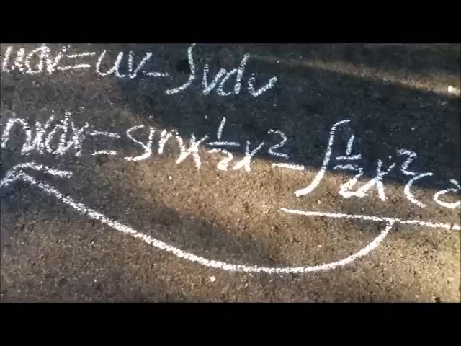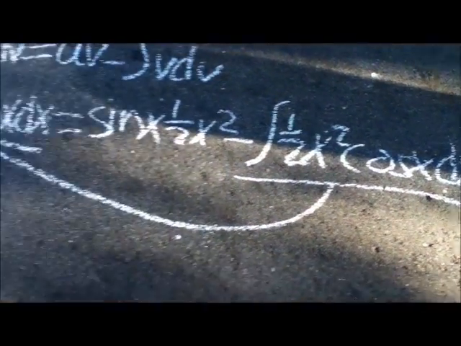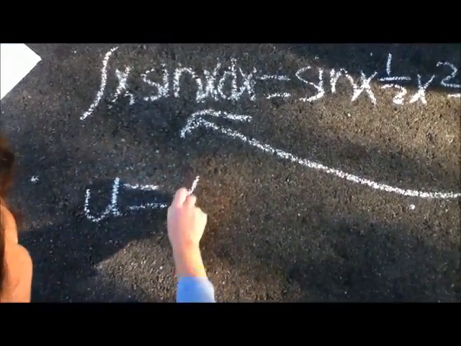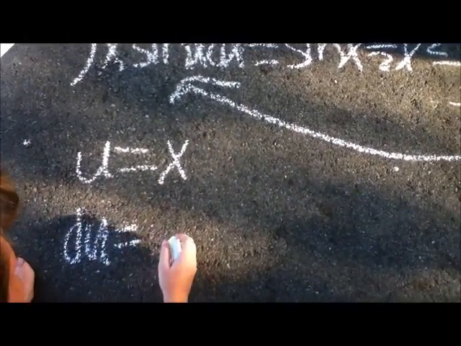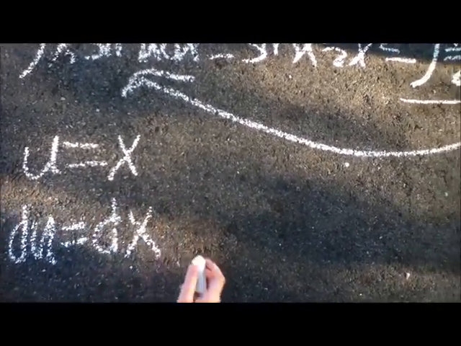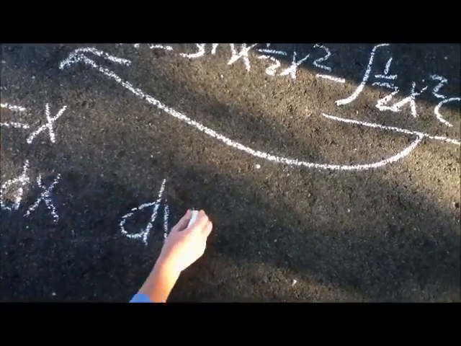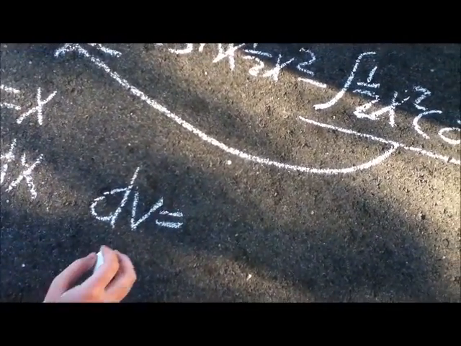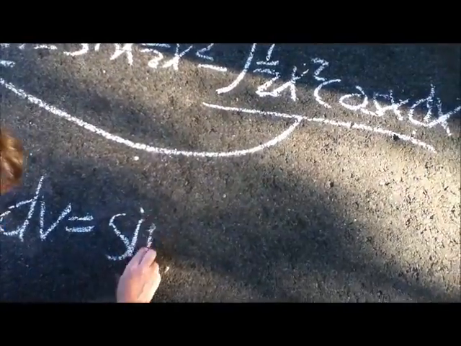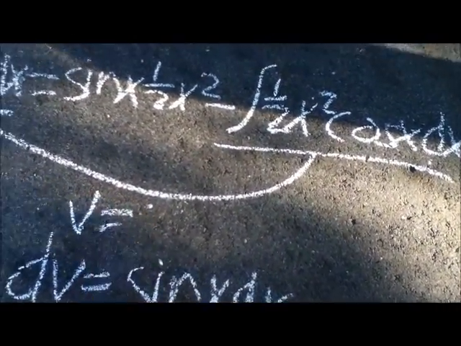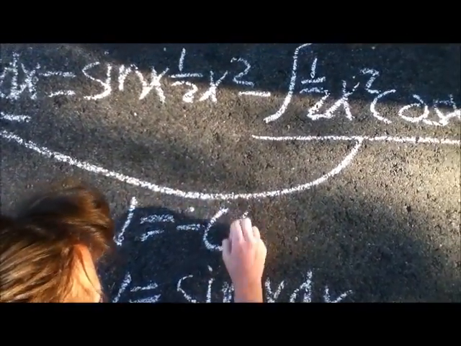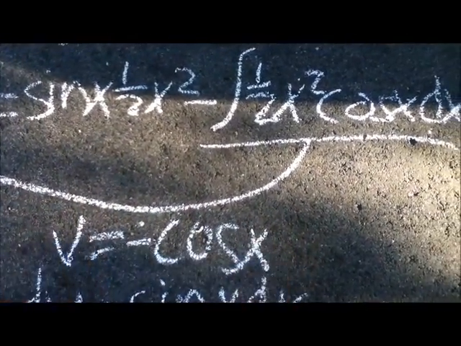So now, we're going to have u equal x. So du will then equal dx. And dv is going to equal sine of x dx. So therefore, v, when you anti-derive, is going to be negative cosine x.